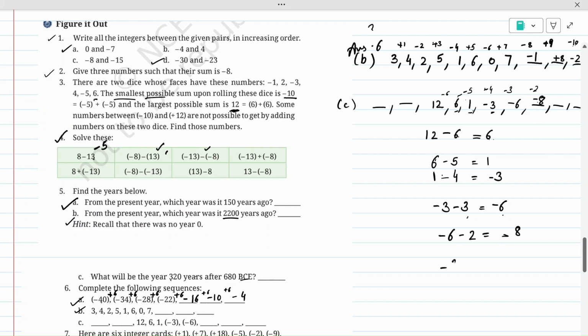So similarly, from this minus 8, we are going to subtract minus 1. We will get minus 9. From this minus 9, we are going to subtract 0. So we will get minus 9 again. Okay, so this is how we have to do toward the right side.